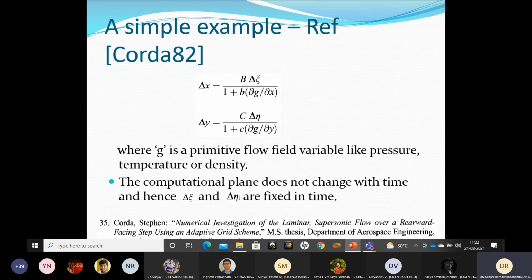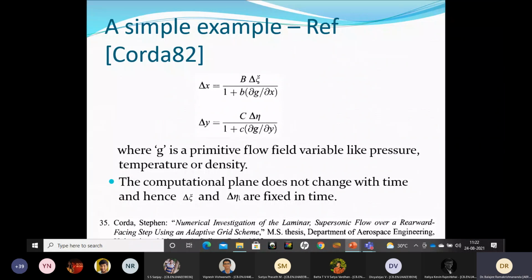If you make it sensitive to velocity gradient, then near the walls there will be more velocity gradient, and near shocks also there will be more velocity gradients. So it will put more points there. So choose only one variable: density, temperature, or pressure. If you're using the energy equation and some heat conduction or heat flow problem, then temperature may be a primitive flow field variable. So the g can be anything.